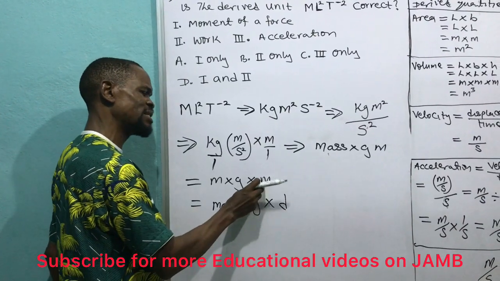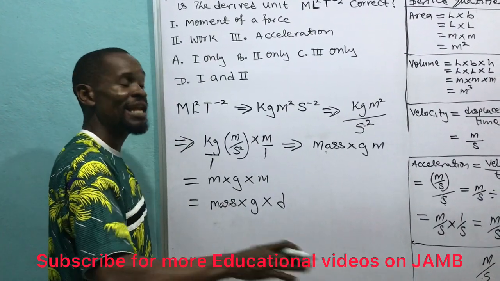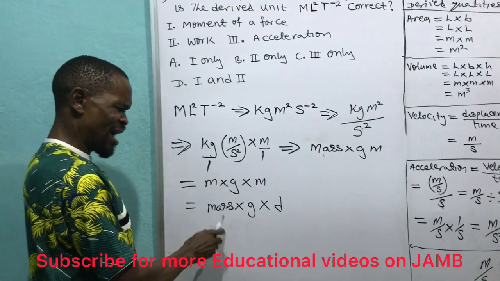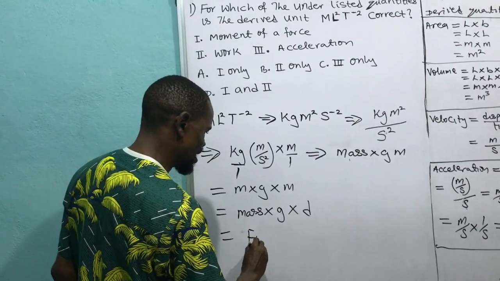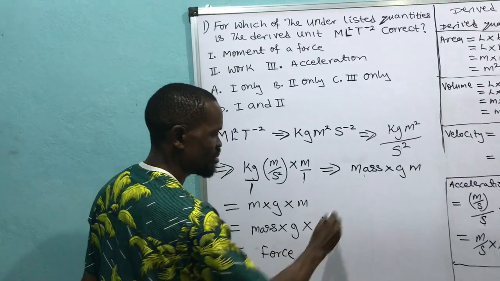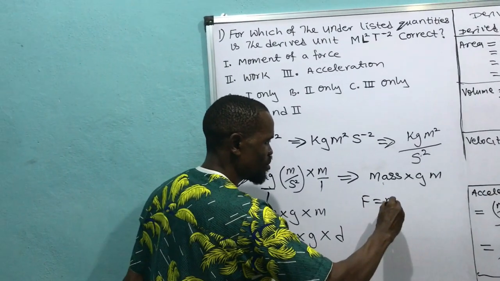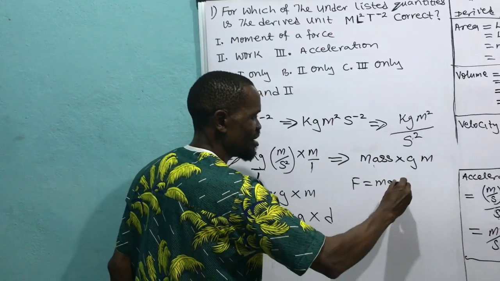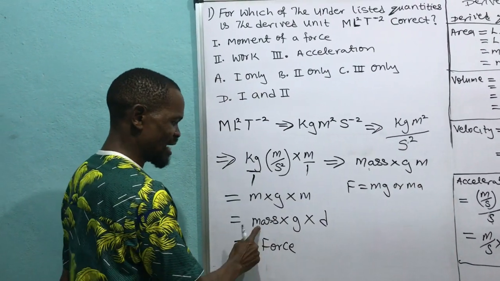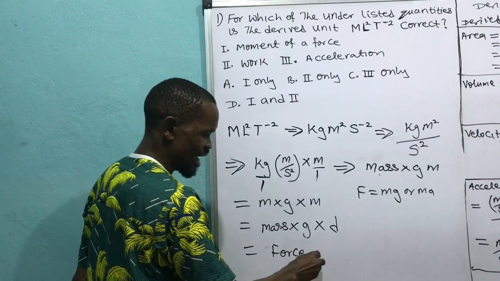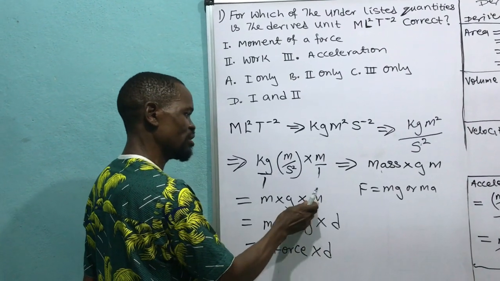What is measured in meter is distance or length. Then what do we have? Mass times acceleration is force. You remember that force is equal to mass times acceleration due to gravity, or mass times a. Are you getting what I'm saying? So mass times this is force times what? Distance, which is measured in meter.